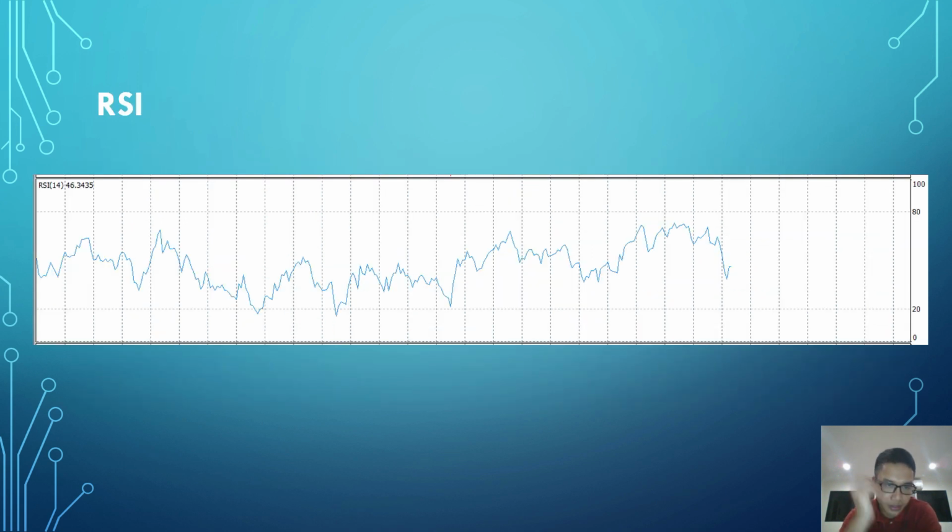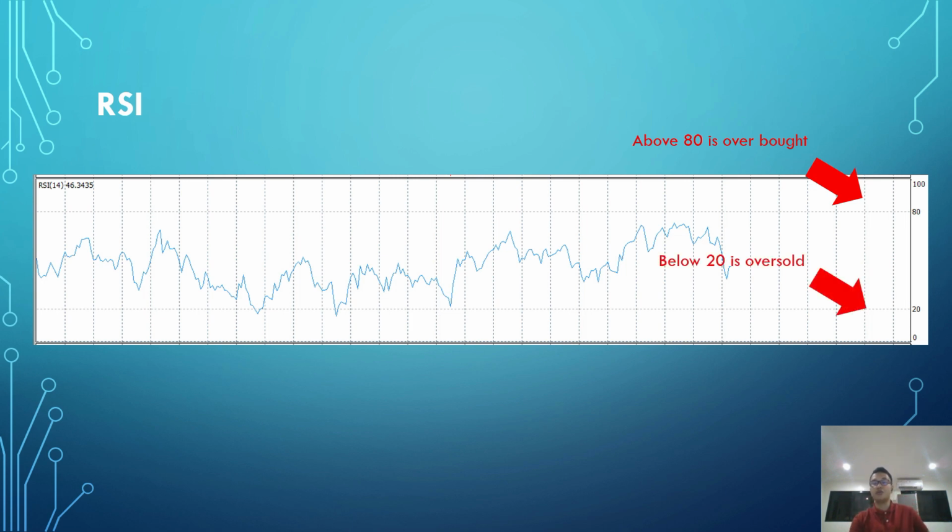So RSI, or relative strength index, is a way for you to know if the market is overbought or oversold, because it's actually supply and demand. If the market is overbought, there are a lot of buyers and fewer sellers, and most likely at the overbought position, the market would retrace. When the RSI is above 80, it is overbought. When the RSI is below 20, it is oversold. So that's how the robot would analyze it.